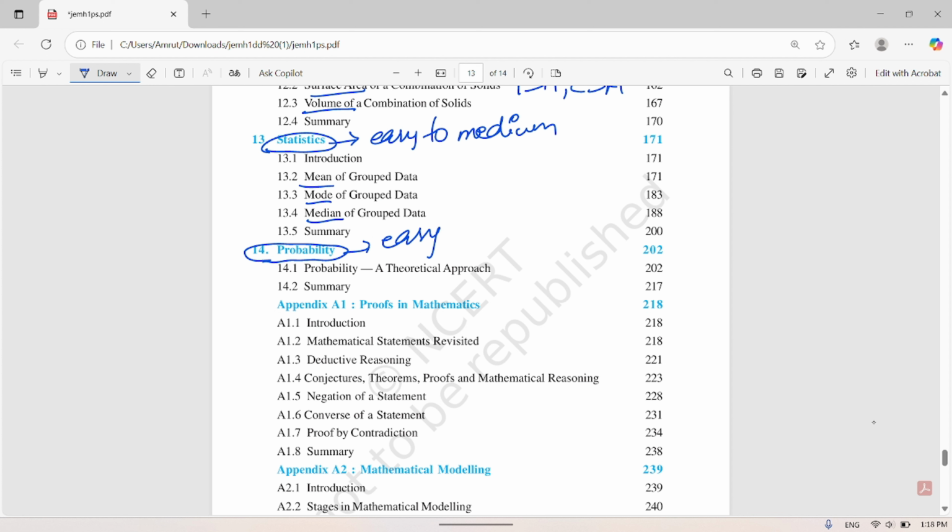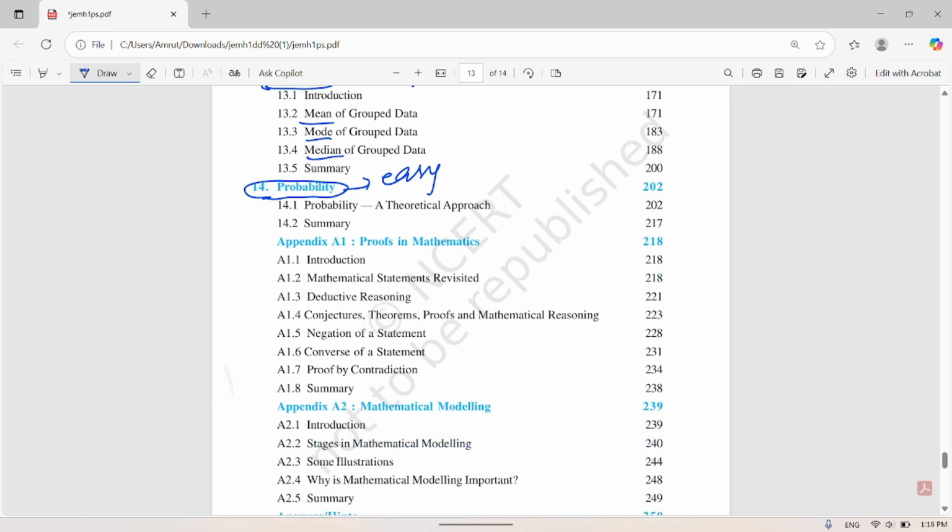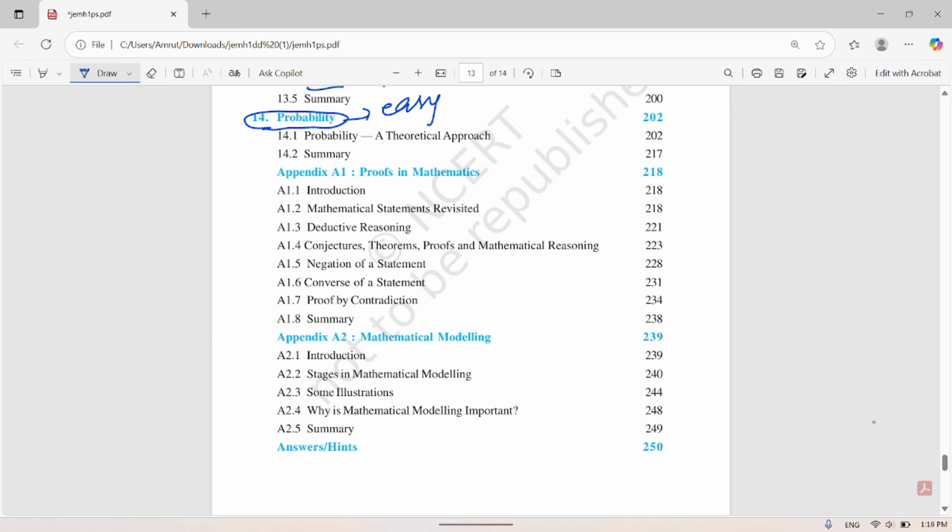The easiest chapter comes at 14, the last but not the least. This is an easy one, probability, only one formula, and that's it. And then some other concepts will be used in this probability to find the favorable outcomes and everything. So next we'll be having some appendix proofs in maths and mathematical modeling, which will not be focused on that much. And so this is the main thing.